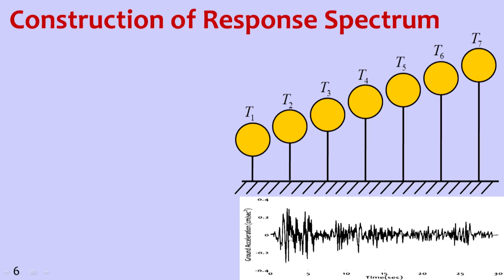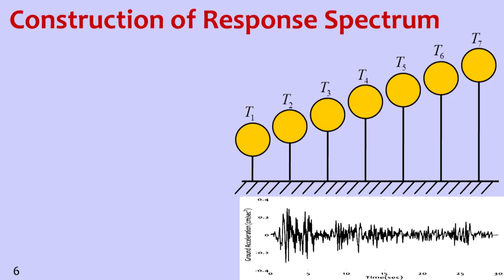As you can see here, this acceleration is given, ground motion acceleration, and then we put a suite of linear single degree of freedom oscillators with some fixed damping value. So let's say 5%. So T1, T2, T3, T4, T5 like that, and so on. Usually oscillators will range up to a period of say 0.1 seconds to say 4 seconds, or sometimes 6 seconds.